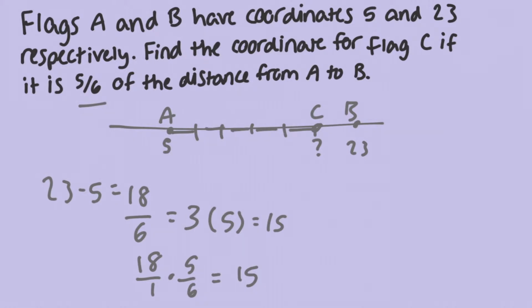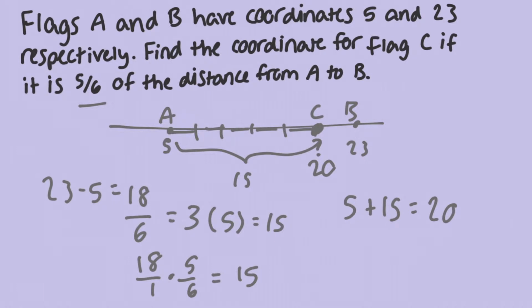So that means that 15 is the distance from A to C. But if we're trying to find where that number is, we have to add it on to A. And A is at 5, so we can do 5 plus 15, and that gives us 20. And then it's a good idea to look at your picture just to double check. That does look like it should be at about 20.